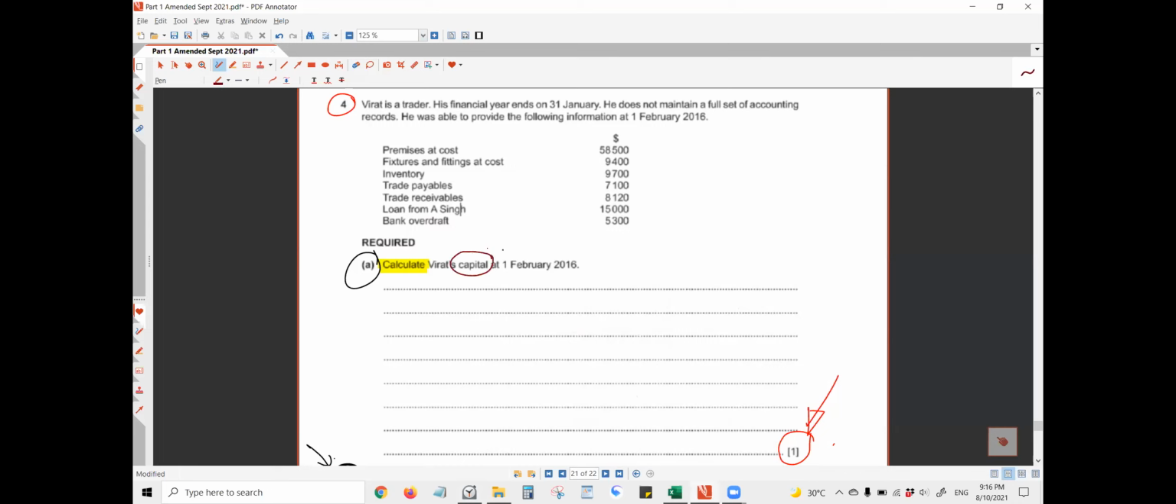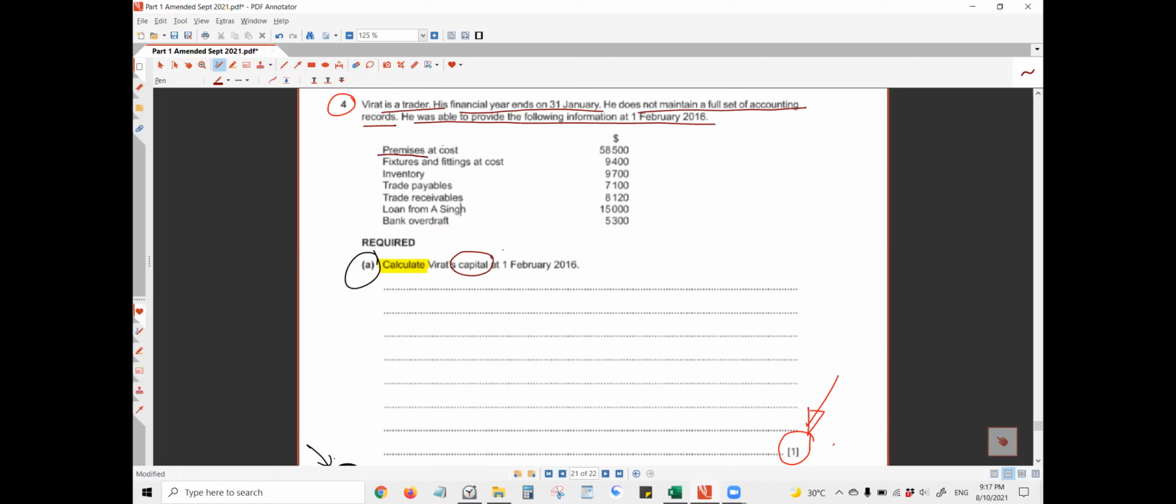So again, find capital. Viral is a trader. Okay, yeah, Naima, correct. Good. Financial year ends on this day, doesn't maintain full set of accounting records. No problem. Okay. He was able to provide the following info at 1st February 2016.